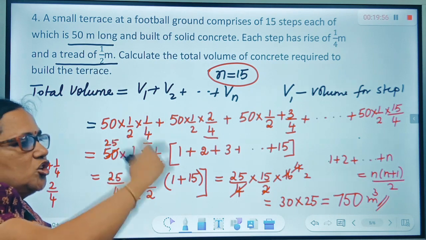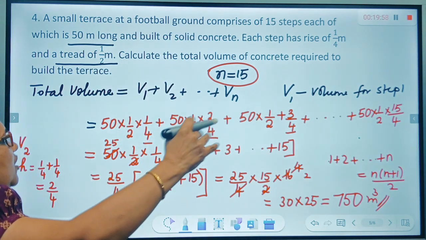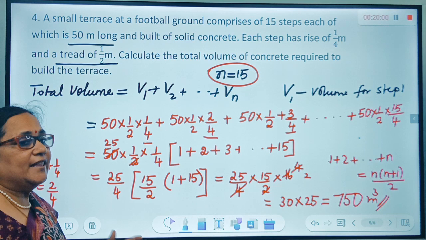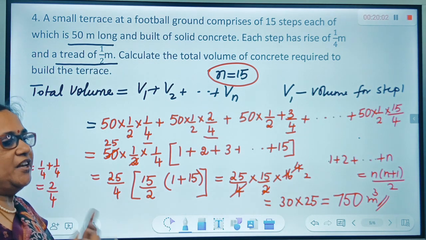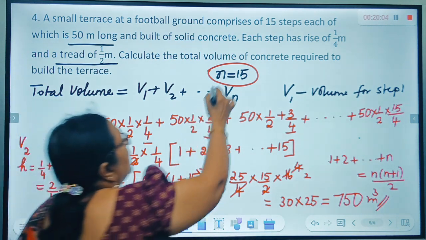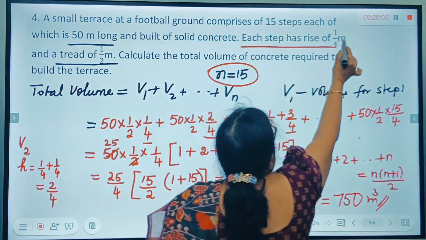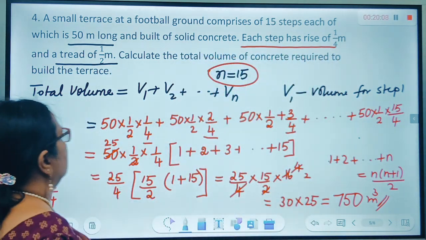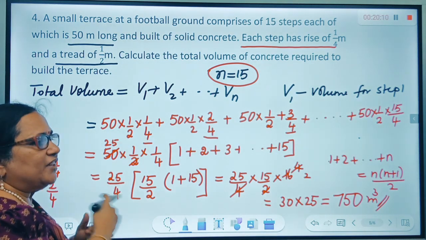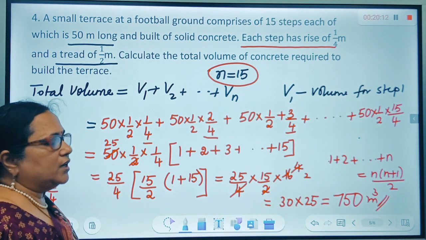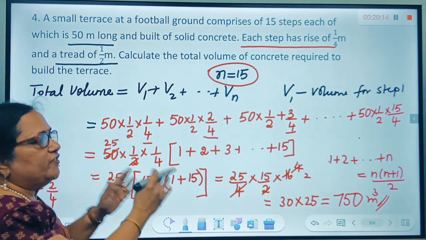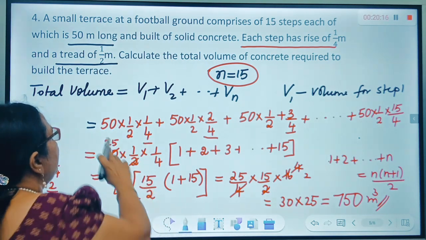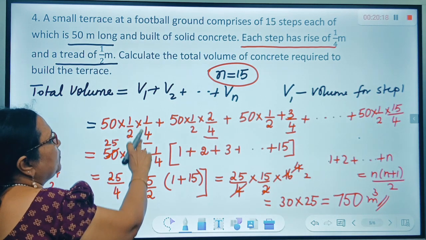A terrace consists of several steps. All the steps have the same length and breadth. Only the height keeps varying. How does it vary? Each step has a rise of 1 by 4 meters. So the volume of the entire concrete required is equal to V1 plus V2 etc. up to Vn. V1 is 50 into half into 1 by 4.